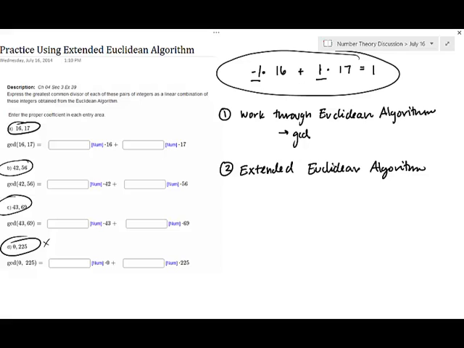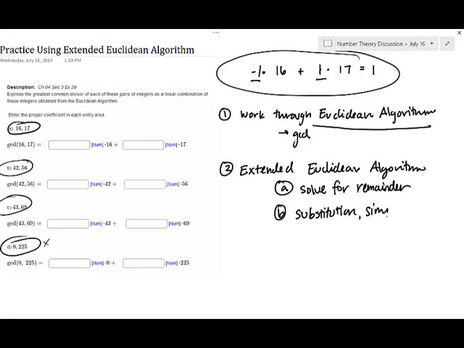To do this process, the first thing that you do is solve for all the remainders. You're just going to use what you did in the Euclidean algorithm and manipulate those equations and do a bunch of substitutions. Solve for remainders, and you do substitution and simplification of the expression. So you're going to be combining like terms in a way that allows you to eventually end up with 16 and 17.